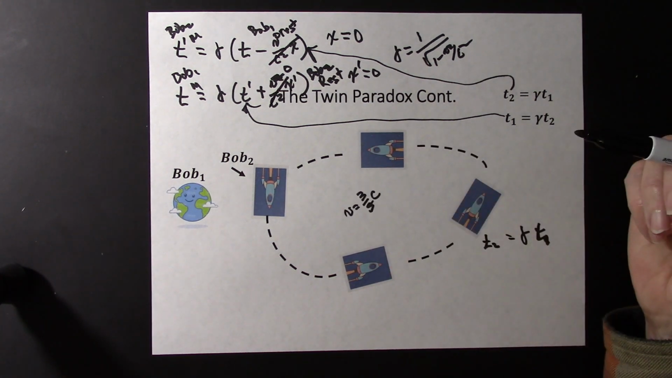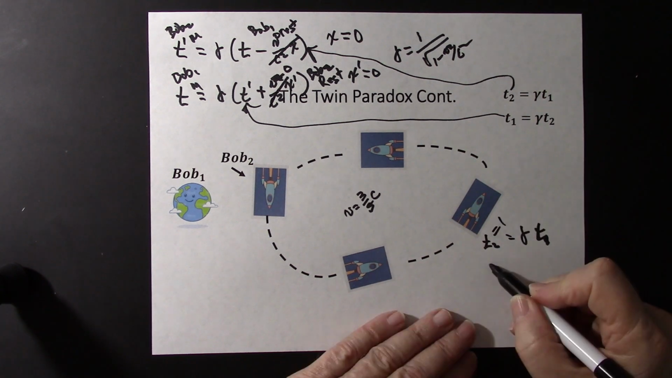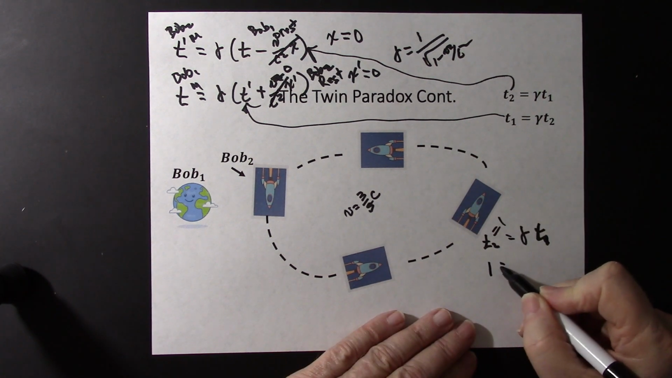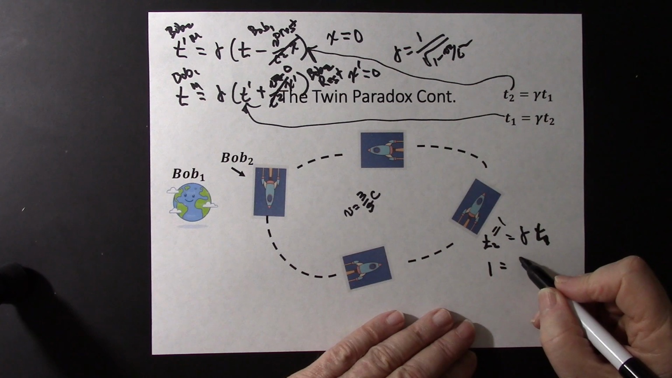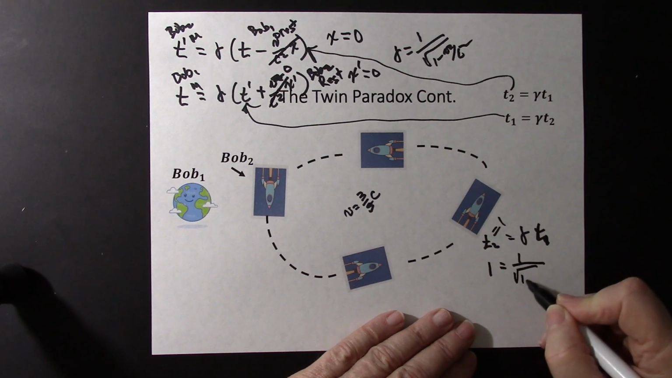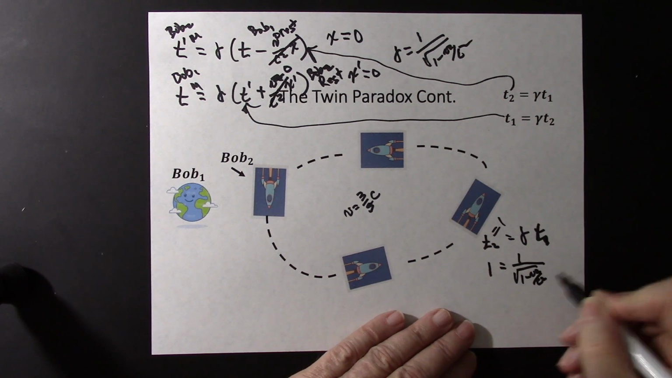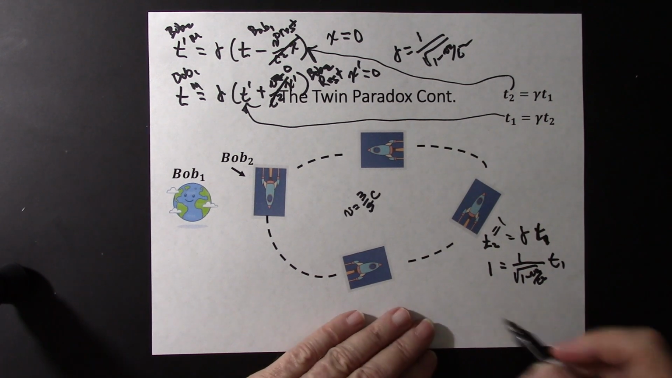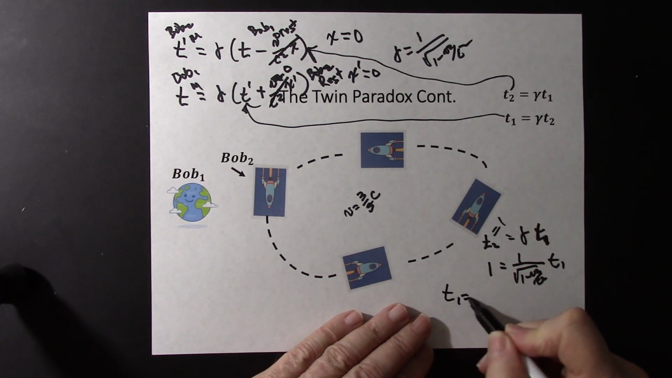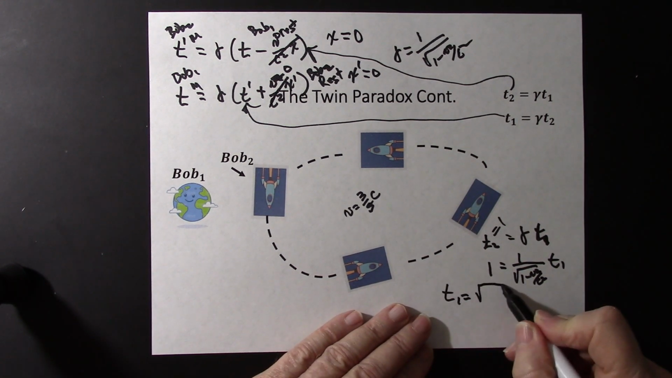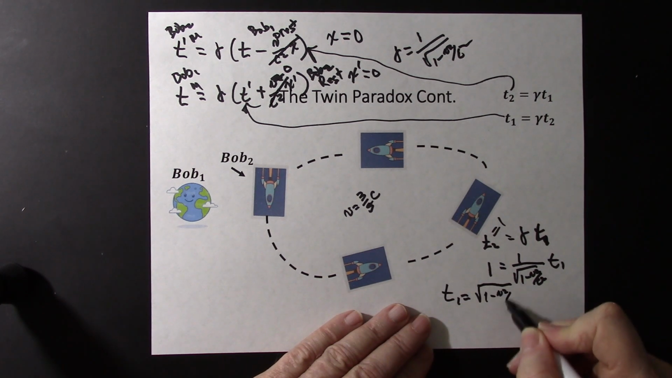If he spends a year, this becomes 1. We can say that 1 is equal to gamma. Well, we can write gamma as 1 over the square root of 1 minus v squared over c squared times t1. So we can say that t1 is equal to the square root of 1 minus v squared over c squared.